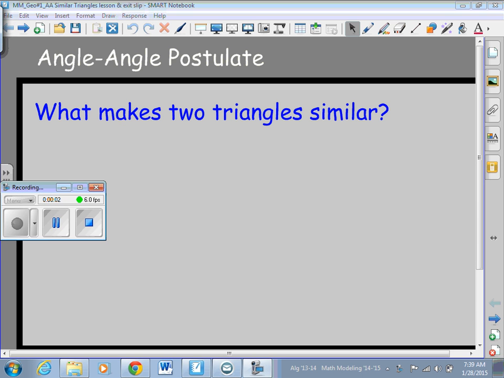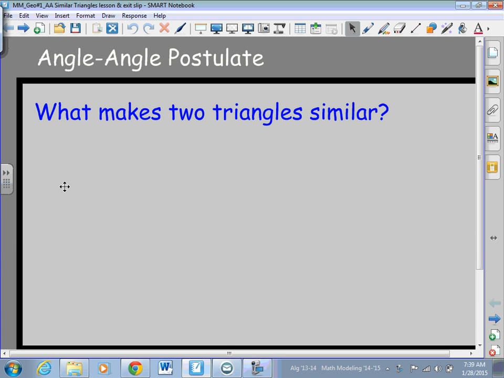Hi guys, today we are going to be talking about the angle-angle postulate. So go ahead and title that in your notebook, please.